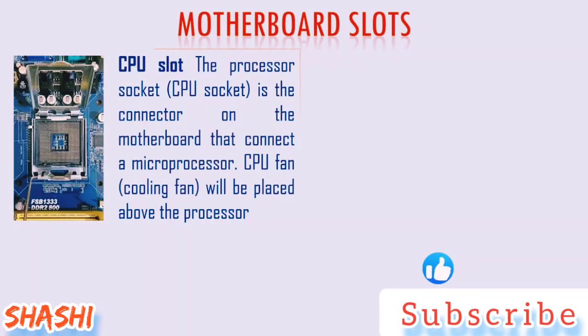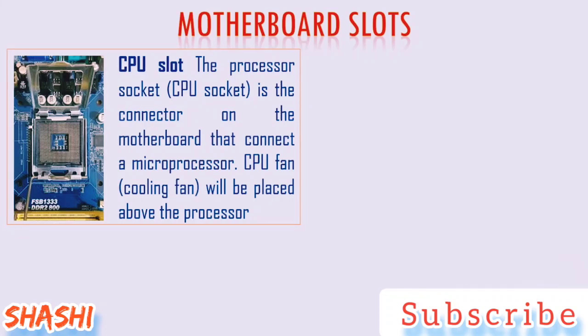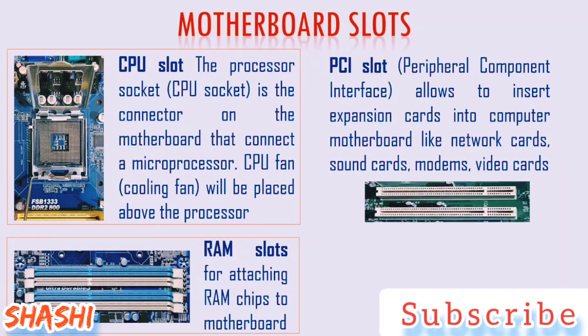CPU slot. The processor socket is the connector on the motherboard that connects a microprocessor. CPU fan will be placed above the processor. RAM slots. RAM slots for attaching RAM chips to motherboard. PCI slot, peripheral component interface. The slot allows inserting expansion cards into the computer motherboard, like network cards, sound cards, modems, video cards.